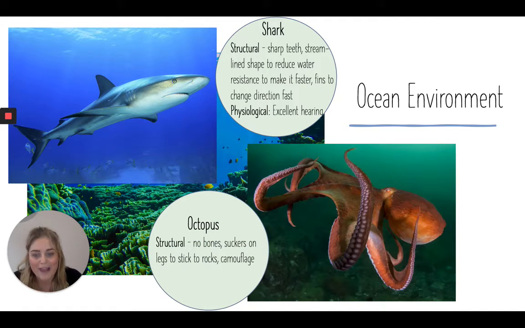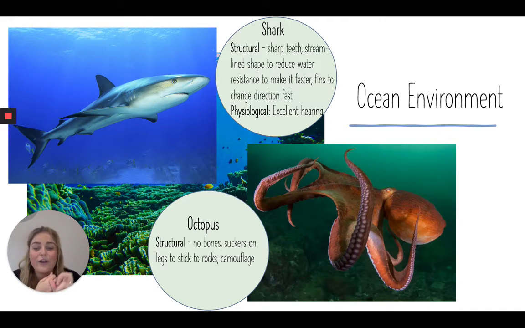Our other animal is the octopus. The octopus has no bones, so it's able to manipulate itself to become smaller, to fit through different rocks and crevices and things like that. It also has lots of suckers on its 8 legs that help it stick to rocks. And it is able to camouflage. Some octopuses are able to change their colour, and that helps them to blend into, say, rocks or the reef, which could help them to stay safe from predators.